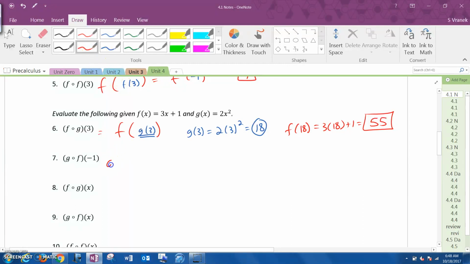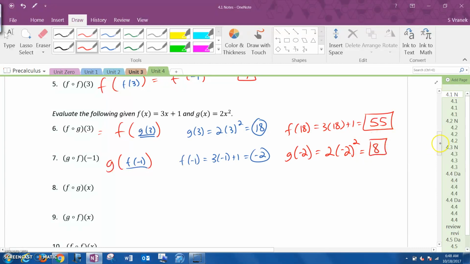Alright, now we'll do it again. We have g of, and then the inside is f of negative 1. So the first thing we're doing again is f of negative 1. So I have to figure out what f of negative 1 is. You put that into f. Negative 3 plus 1 is negative 2. That is now my input into g. So g of negative 2. So we get 2 times negative 2 quantity squared. That's positive 4 times 2 is positive 8.